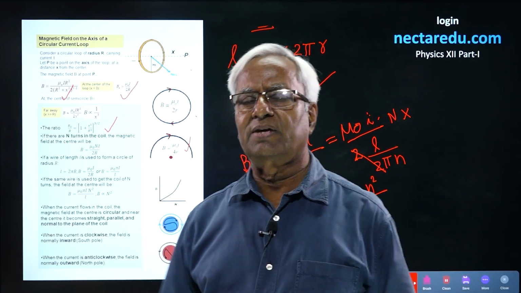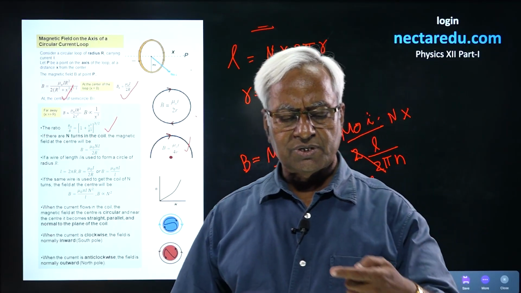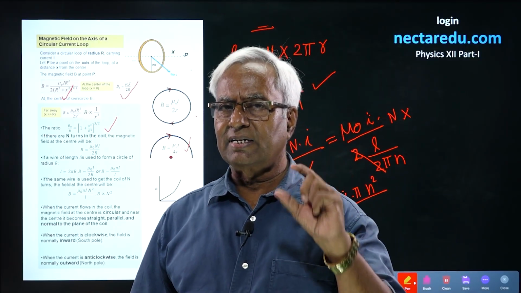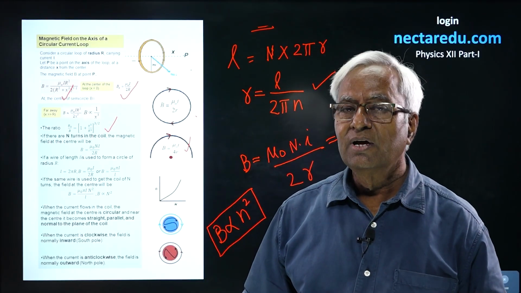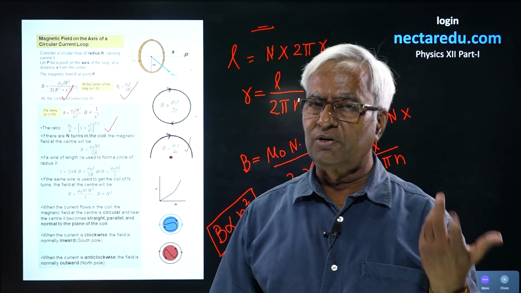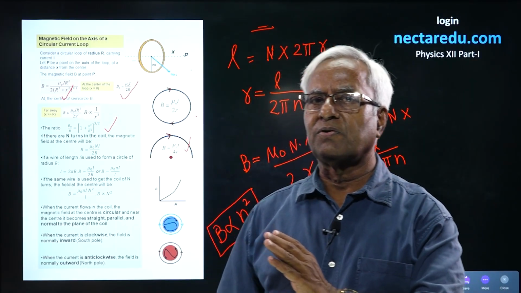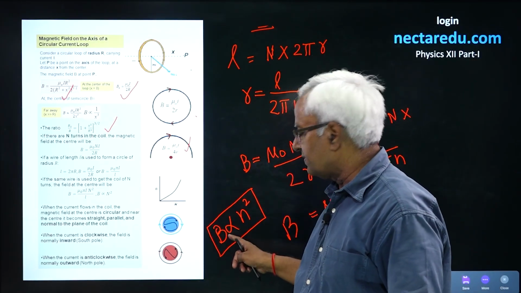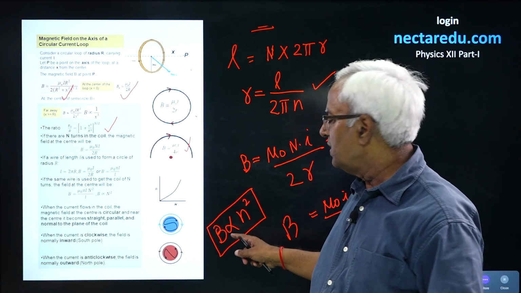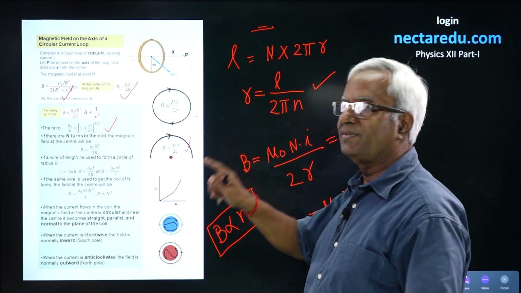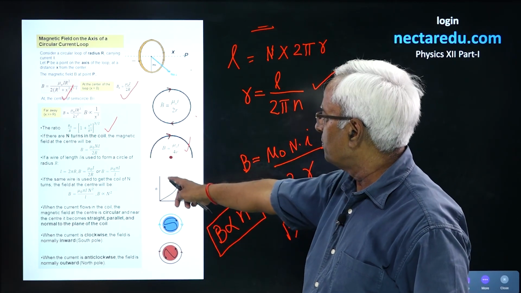It's a parabolic relation. If you just try to find a circular coil of n turns, n might be 2, 3, 4 depending on your choice. But if you increase the number of turns in the coil, the magnetic field at the center of the coil is going to increase parabolically. This relation has been plotted over here.